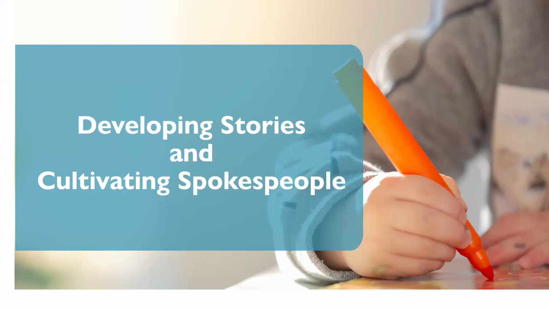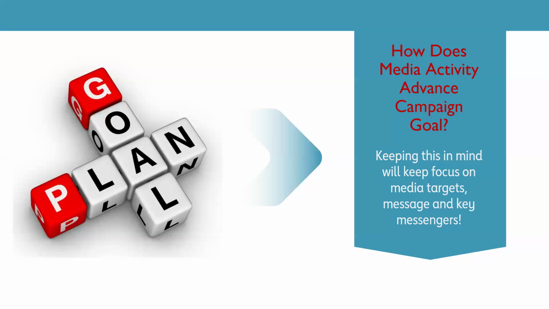All right. Let's talk about developing stories and cultivating our spokespeople. One of the very critical components of building any media advocacy campaign is the importance of understanding how to do that. Next slide, please. First thing we have to do is outline what our goals are and make a plan. Each time you plan a media activity, you should start by asking, what is the goal of this media activity, and how does it advance my campaign goal? Keeping this in mind will help you to stay focused on your media targets, the message, and the messengers.